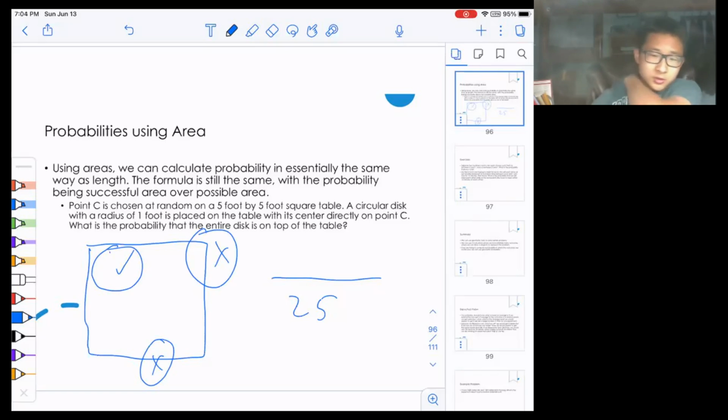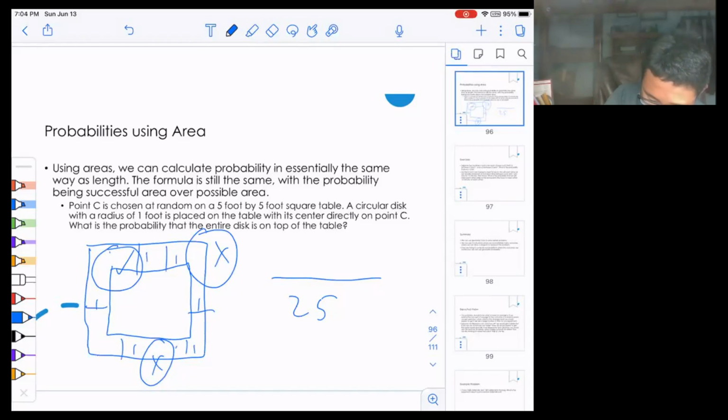So what we can see from this is that the entire disc will only be on the table if and only if C, the center, is at least 1 foot away from each edge of the table. So we can draw a little square here where the center can be. It has to be 1 foot away from the edges of the 5 foot table. Now we have this 3 foot region. If the center is inside the 3 foot region, the entire disc will be inside of the table. So we calculate the area of this region, which is 9. So the probability is 9 over 25.